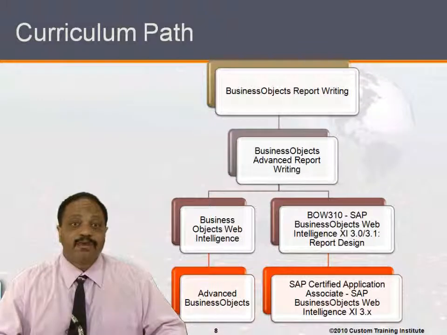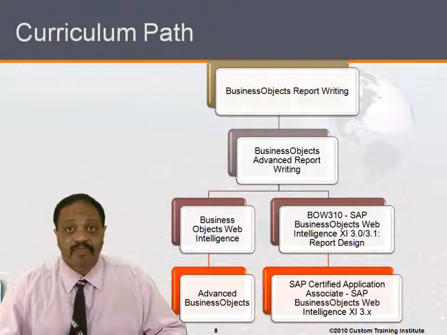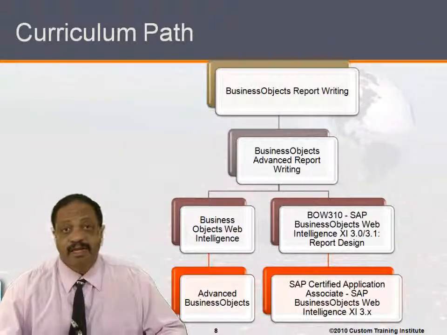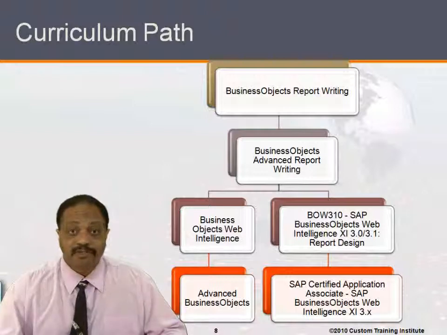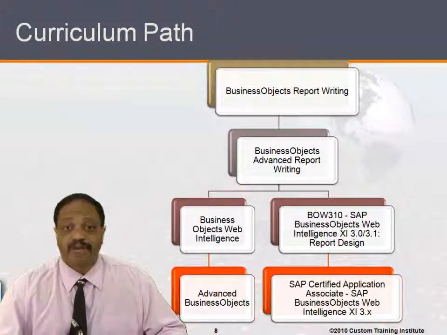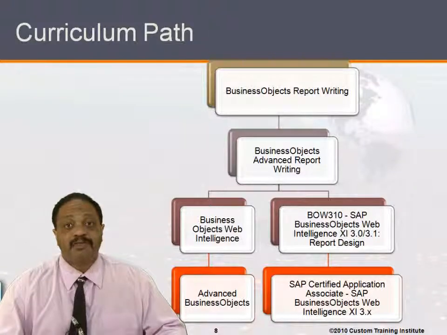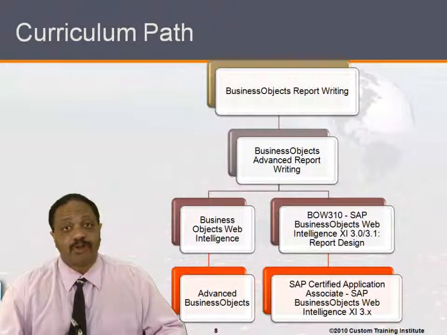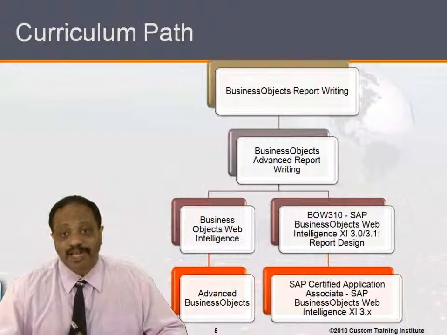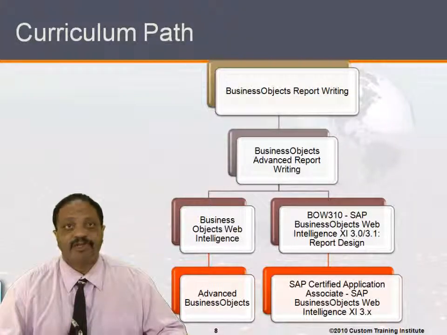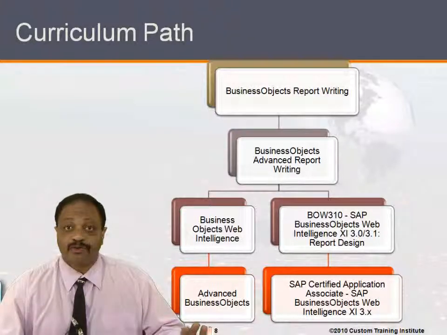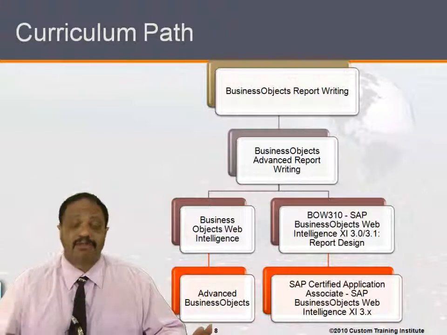Now, where do we set you up here? This is our basic course, BusinessObjects Report Writing. Then you can go on and take some advanced report writing. Then you can look at BusinessObjects Web Intelligence, and you can look at Advanced Business Objects. The BusinessObjects Web Intelligence course would parallel the BusinessObjects Certification course, and the Advanced Business Objects course would parallel the SAP Certified Application Associates course. But right now, we're just getting you started with learning how to write objects in BusinessObjects.